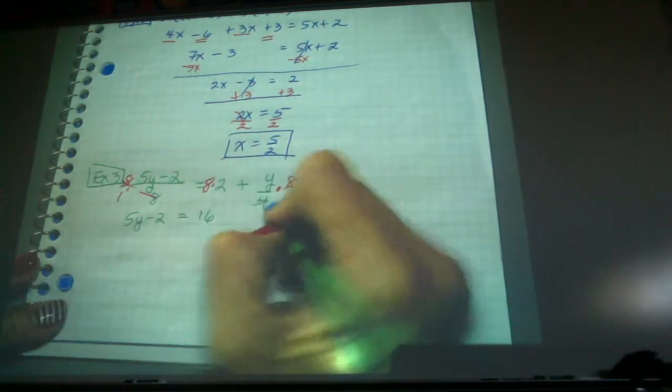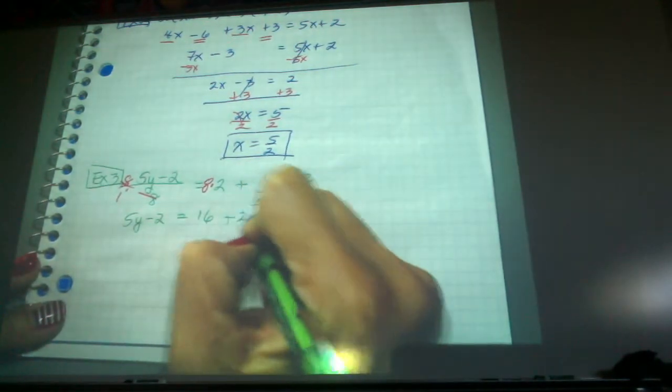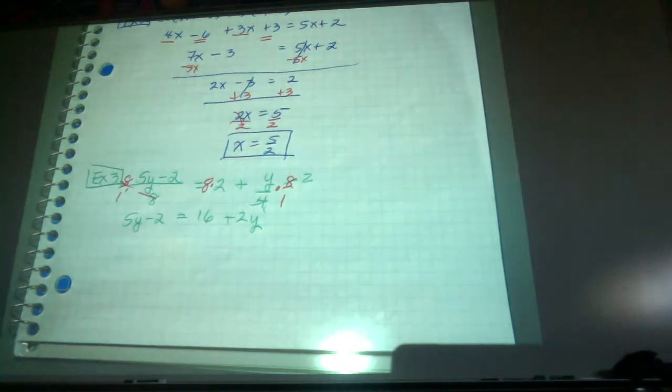And then the 4 goes in the 8 here twice, so I end up with the 2y. Now you're comfortable solving that? Much easier to solve. So continue solving.